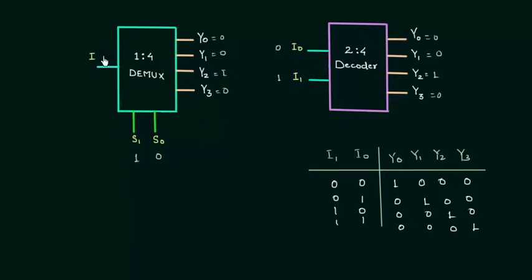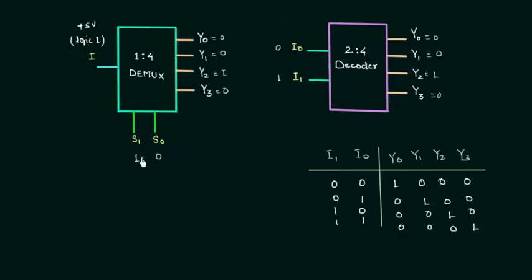Now what about this input I? What we can do with input I? We have to make this input I logic 1 permanently. This means we have to connect it with plus 5 volts. This is what we have to do with the input I. If you do all these things, if you consider S1, S0 as inputs, you connect I with permanent logic 1, then this circuit will operate as 2:4 decoder.